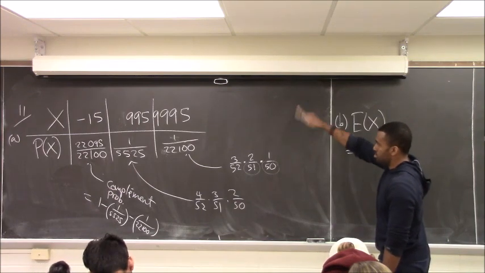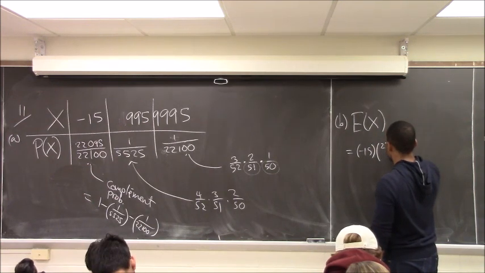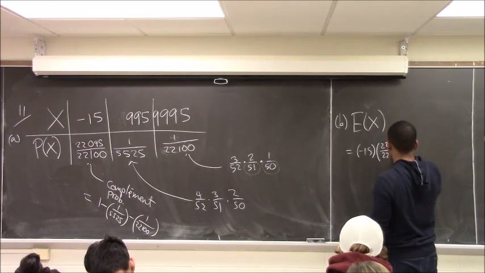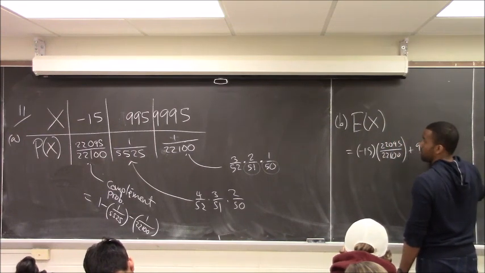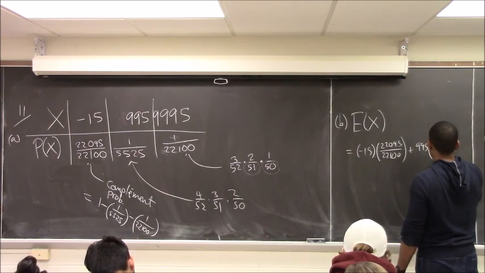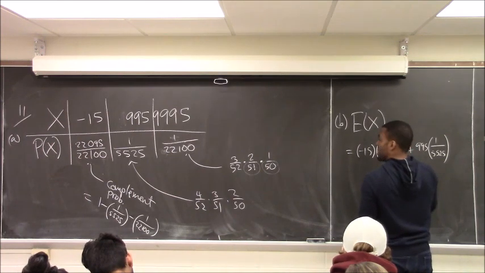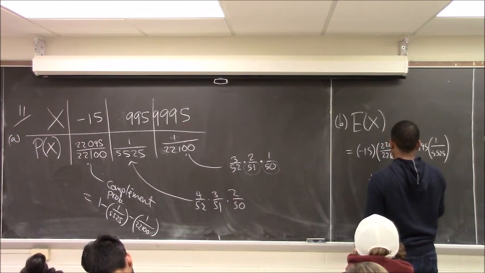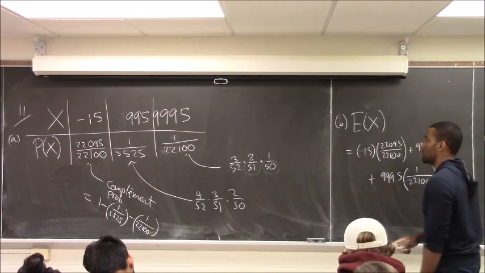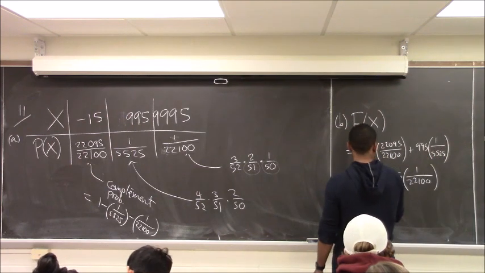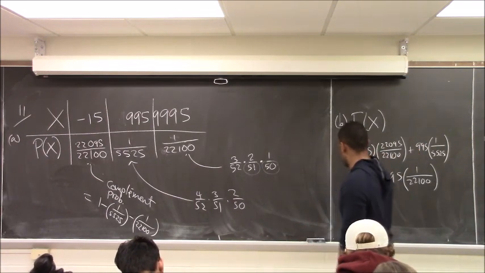B. What's our expected value here? We just multiply those and add them all together. So we get minus 15 times 22095 over 22100, plus 995 times 1 over 5525, plus 9995 times 1 over 22100, which is, as a decimal, negative $14.36.